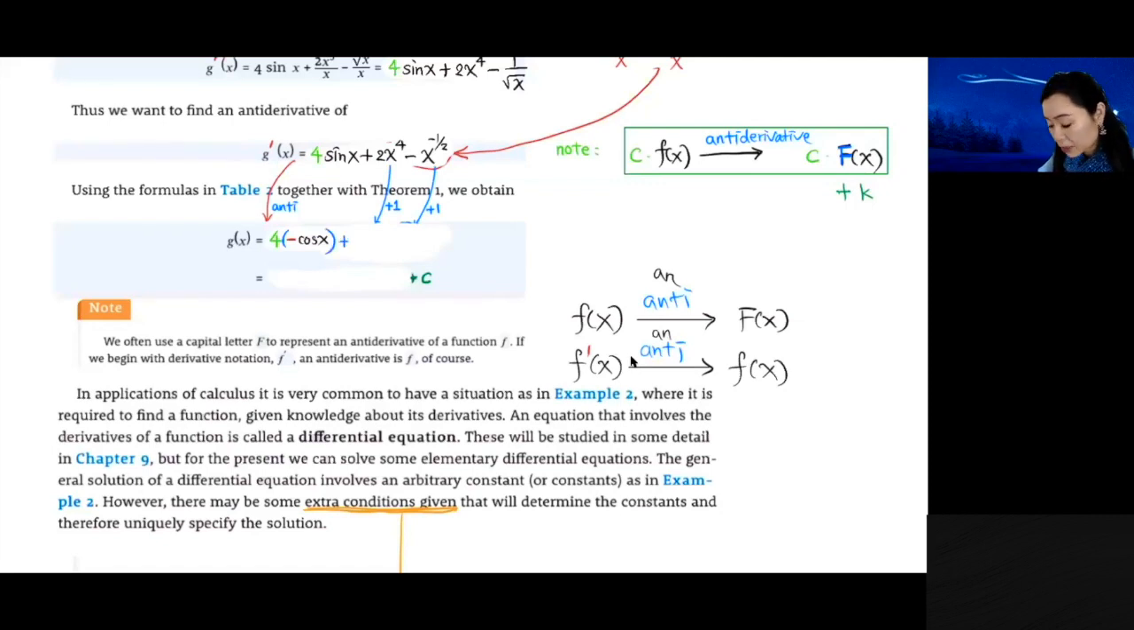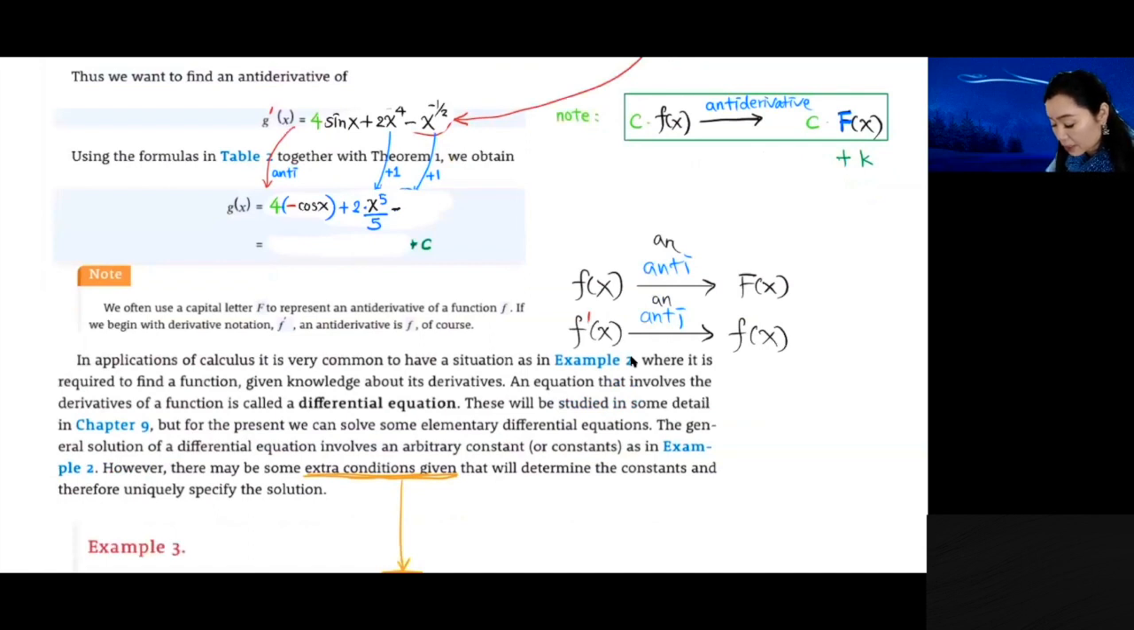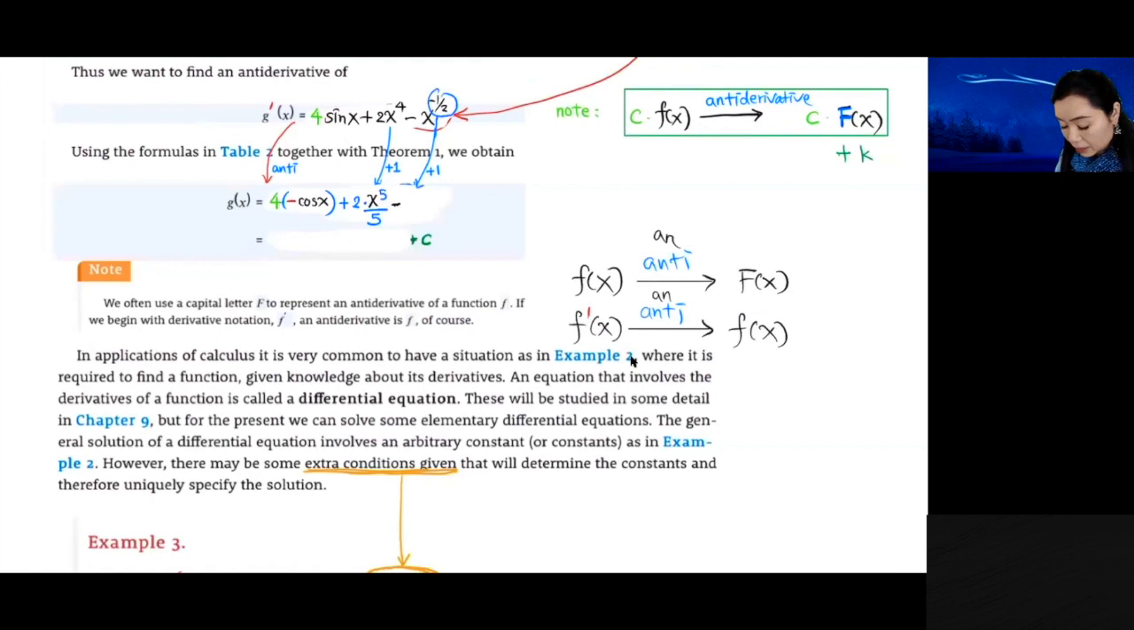Now the 2 here is a constant multiple. Just put the 2 here, 2 times. Antiderivative of x to the 4th power is what? You increase the exponent here by 1, so that will be x to the 5th power, and then divide by 5. Okay, and then you subtract. Now using the power rule for this one, you increase the exponent by 1. You get x to the 1/2 power, and then divide by 1/2, which is the same as multiplying by 2. And don't forget to add a constant, so plus c right here.